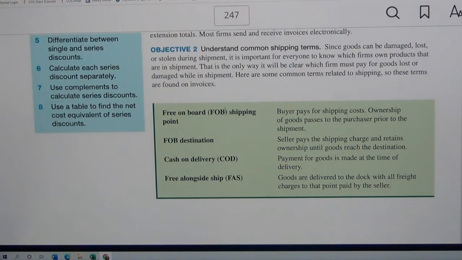So FOB, again, the textbook refers to it as more about the shipping terms, but I'm going to suggest to you that what's most important about FOB is that it dictates where the exchange takes place, or where the title of the property transfers. So FOB, where the exchange takes place. There's also COD, cash on delivery, which is pretty obvious. And free alongside ship, FAS, where goods are delivered to the dock with all freight charges to that point paid by the seller.